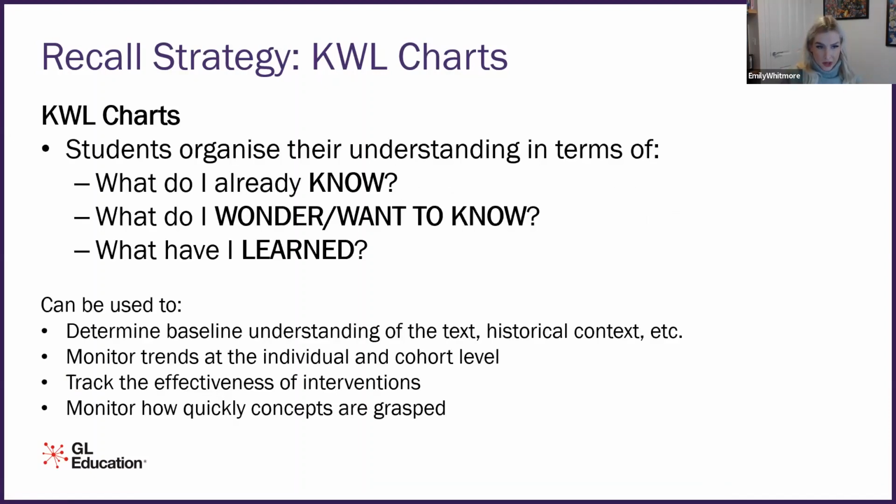Now, with these KWL charts, not only can they help you achieve like a baseline understanding of the text, the historical context, etc., it really just helps you monitor trends at the individual and cohort level. So as I said, you might be able to tailor your lessons more effectively because you'll start to see what students already know, and then you can confidently move on from that. And then you can really tap into what is interesting them. And then you can also see what they're understanding at the end and get a sense of maybe how long it took them to understand that, maybe what they're still not sure of, etc. And it's also just asking students in a very benign way just to think a little bit more critically about the text that they're reading.